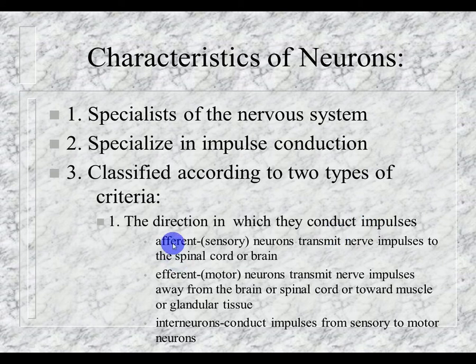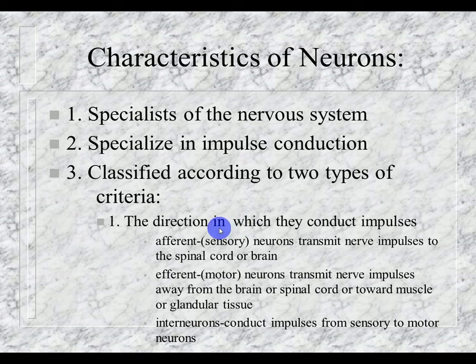Well, that can be afferent, efferent, or interneurons. Afferent are your sensory. These neurons transmit impulses, of course, towards the spinal cord or brain. They facilitate sensation. The efferent are the motor neurons that transmit impulses from the brain and spinal cord toward muscle. These facilitate, of course, movement. And then your interneurons conduct impulses between your sensory and motor neurons.